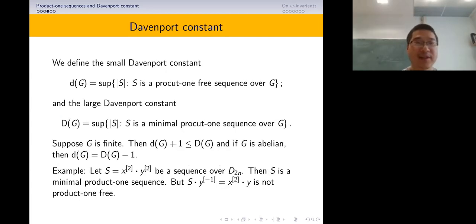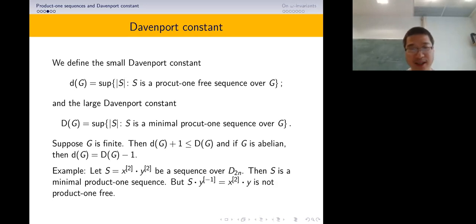Now we give the definition of the Davenport constant. We define the small Davenport constant d(G) to be the sup of the lengths of S over all product-1 free sequences, and the large Davenport constant D(G) to be the sup of the lengths of all minimal product-1 sequences over G. It's easy to see that if G is an infinite group, then the small Davenport constant and large Davenport constant are infinite. So we suppose G is finite.